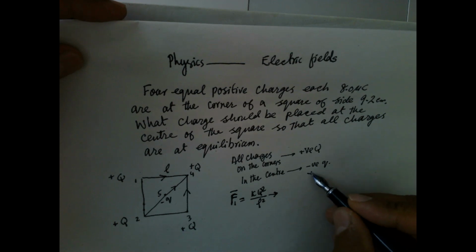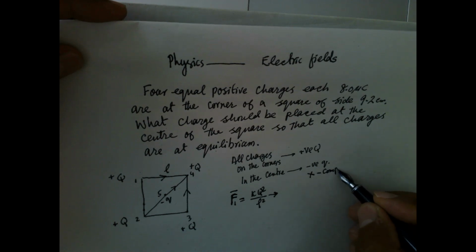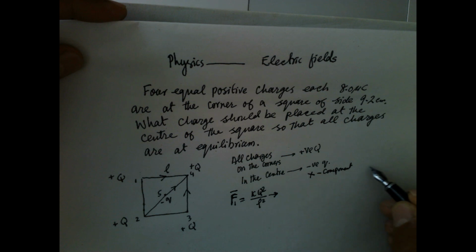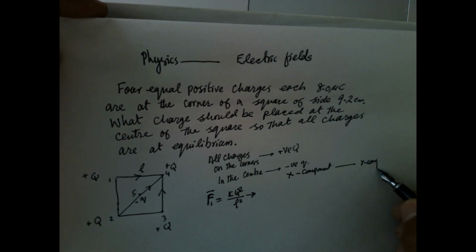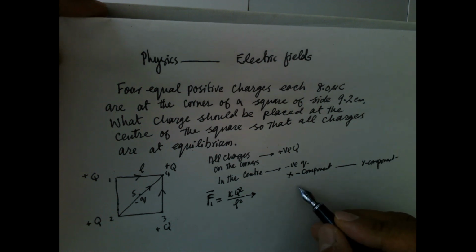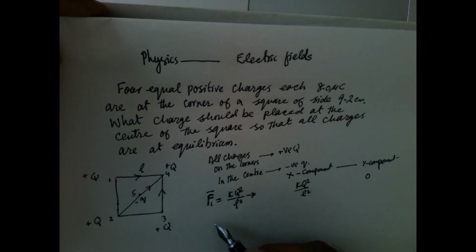So the x component and y component. The x component is all x: kQ squared over L squared, and the y component is 0.